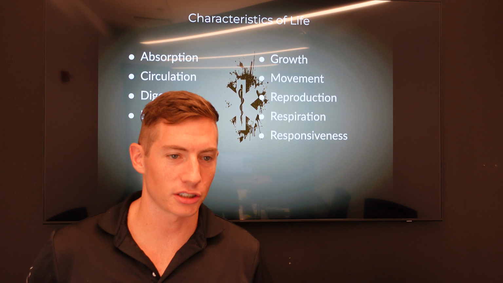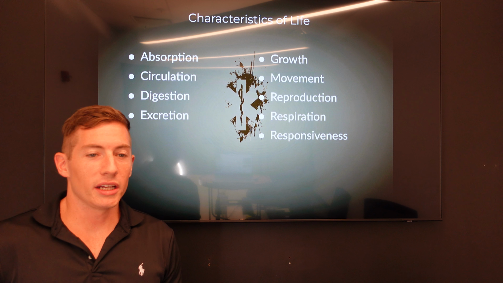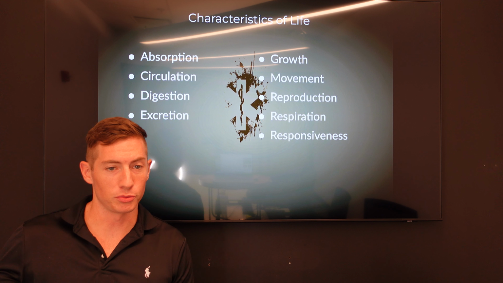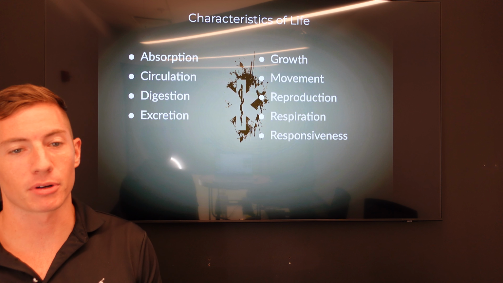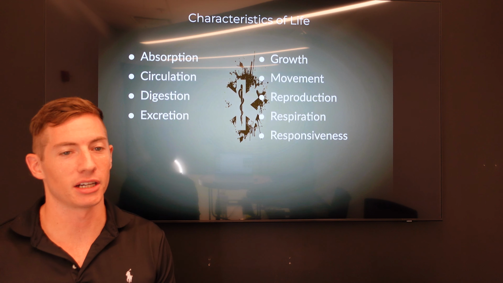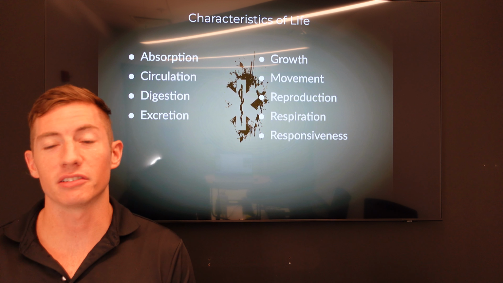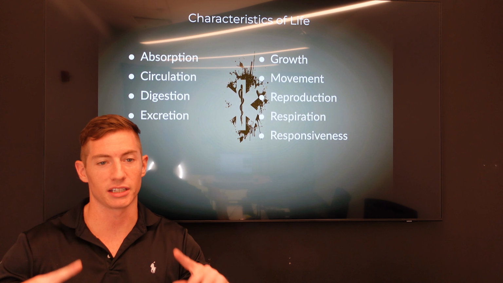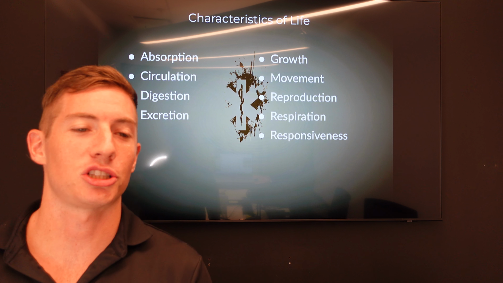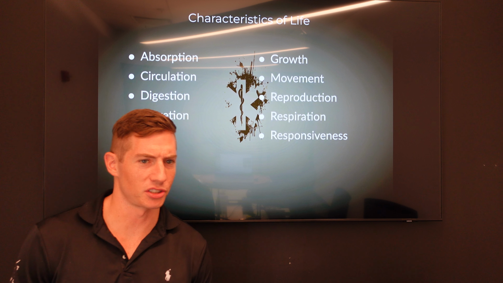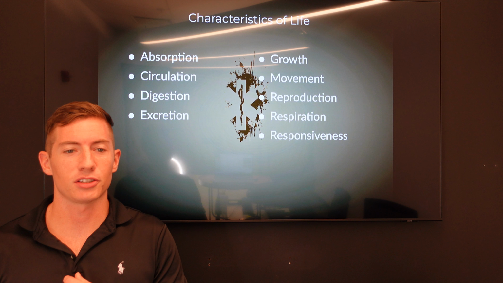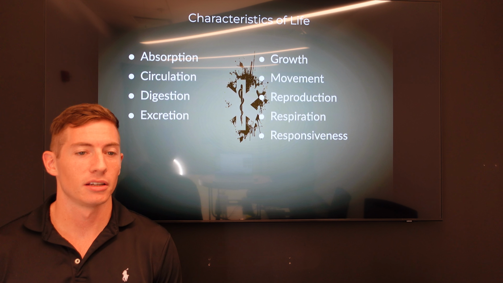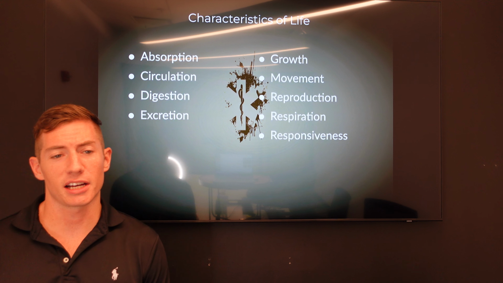All right, so characteristics of life. What makes things alive? We have absorption, the ability to absorb materials through various membranes, such as absorbing materials through the digestive tract. We have circulation, the ability of the body to circulate fluids and substances in the body. Digestion, to convert food sources into simpler compounds. Excretion, the ability to eliminate waste. Growth, the ability to increase in size.